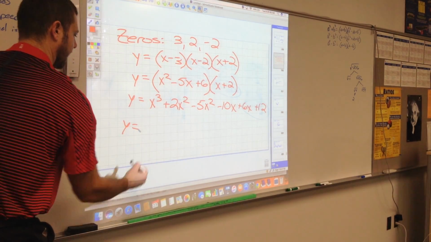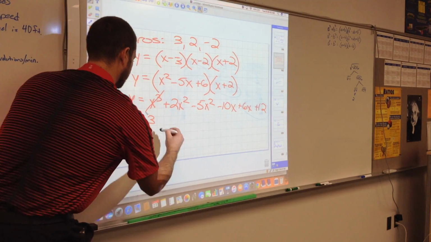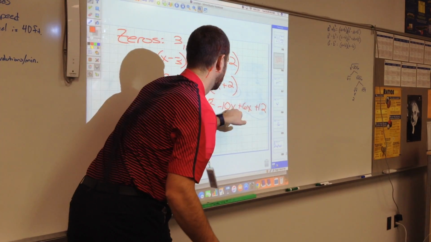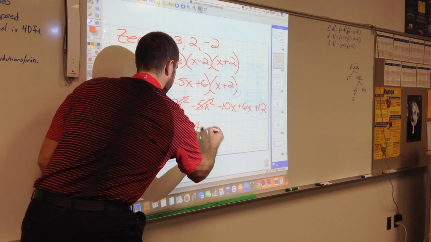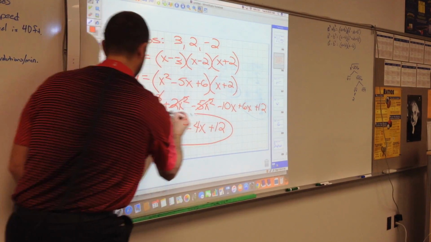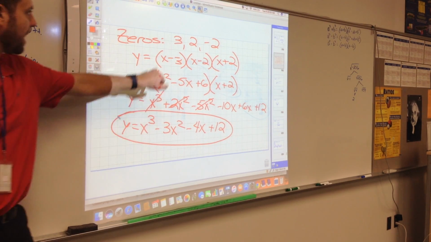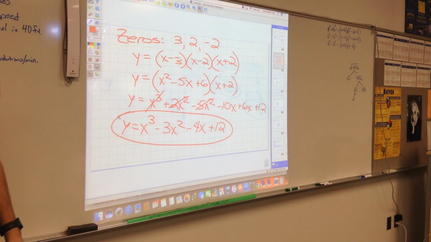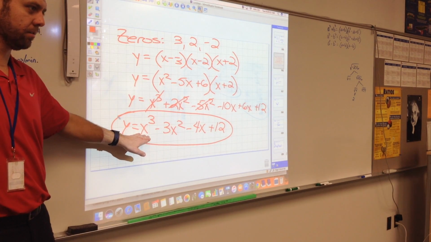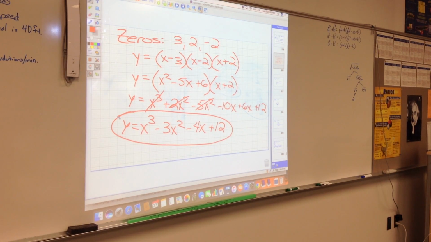Then I combine all my like terms. x cubed minus 3x squared minus 4x plus 12. So here's the polynomial that has zeros of 3, 2, and negative 2. So if I give you the zeros, you come up with a polynomial. Yes? No? Questions?